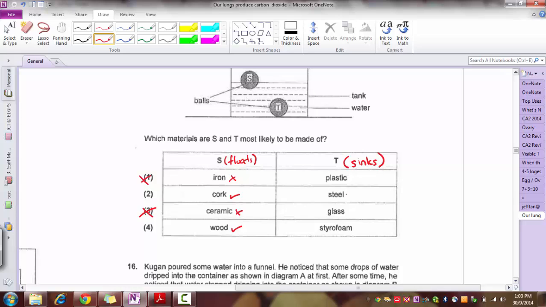Okay, so I'm left with 1 and 3 down already, so I'm left with 2 and 4. Let's see, steel, can it sink? Yes. Styrofoam, can it sink? No, styrofoam floats, so my answer is 2.